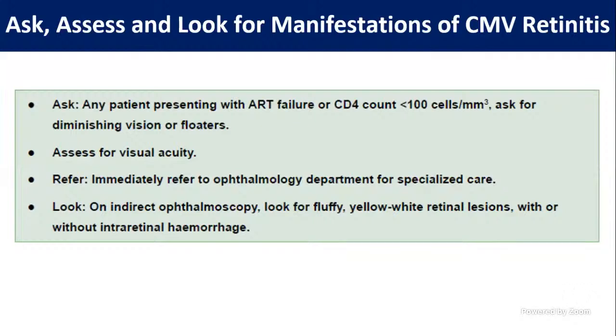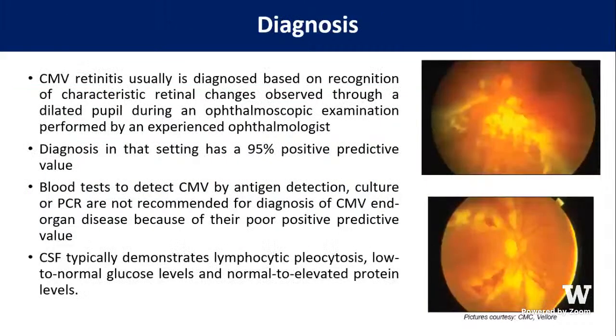So ask any patient who is having ART failure or who has low CD4 counts, less than 100, about diminution of vision or floaters. Assess, test for visual acuity and see if there is visual loss. Immediately refer to an ophthalmology department to assess the eyes if any patient is complaining of loss of vision or diminution of vision. Even on simple indirect ophthalmoscopy, you can look for these retinal lesions, which are so classical and so characteristic. Next slide. So if you look at the fundus picture, this is classically what is seen.